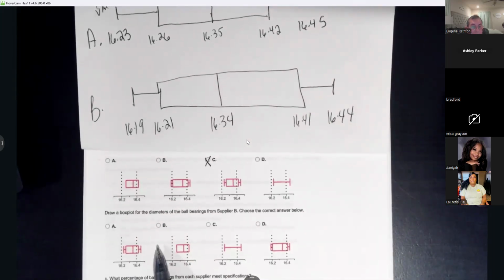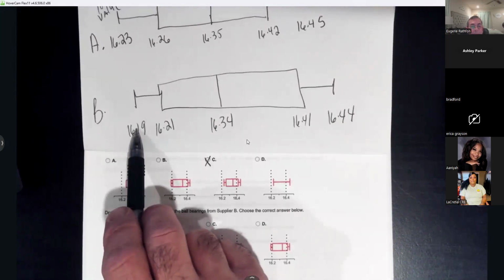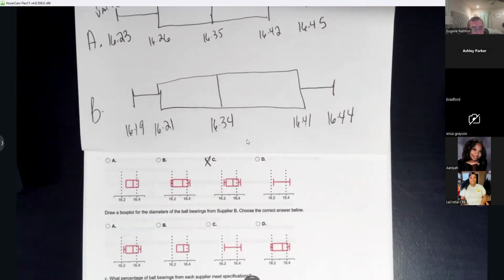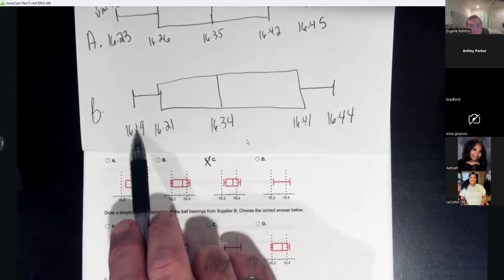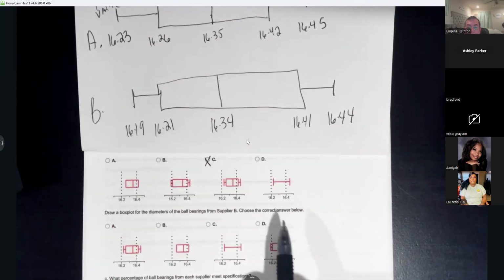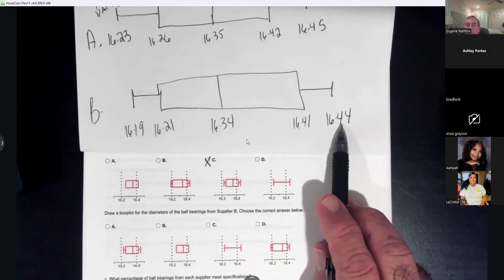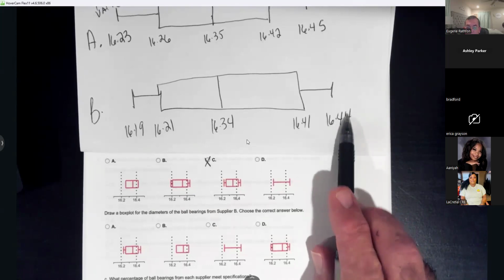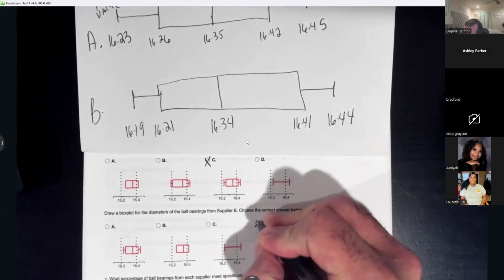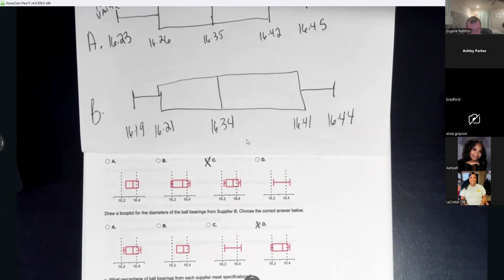Now on B here, our low value was 16.19. So let's see, this one's to the right of 16.2, so it cannot be A. So let's look at D, the only other choice. So since that's 16.2, looks like the low value is left of that, which would be the 16.19. And then the high value was going past 16.4. And that's what we needed with a 16.44. So for that one, we would want to choose D.